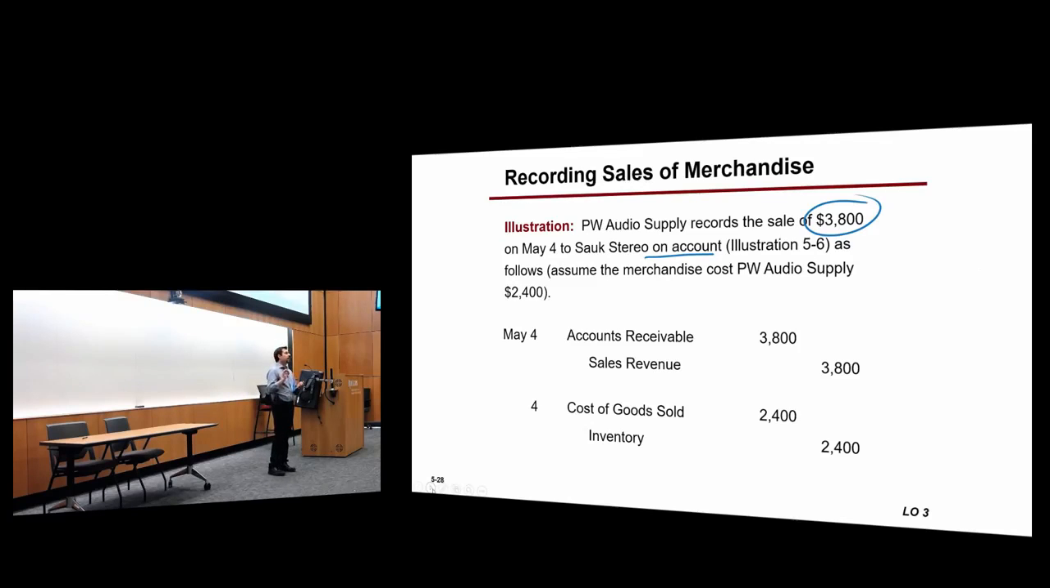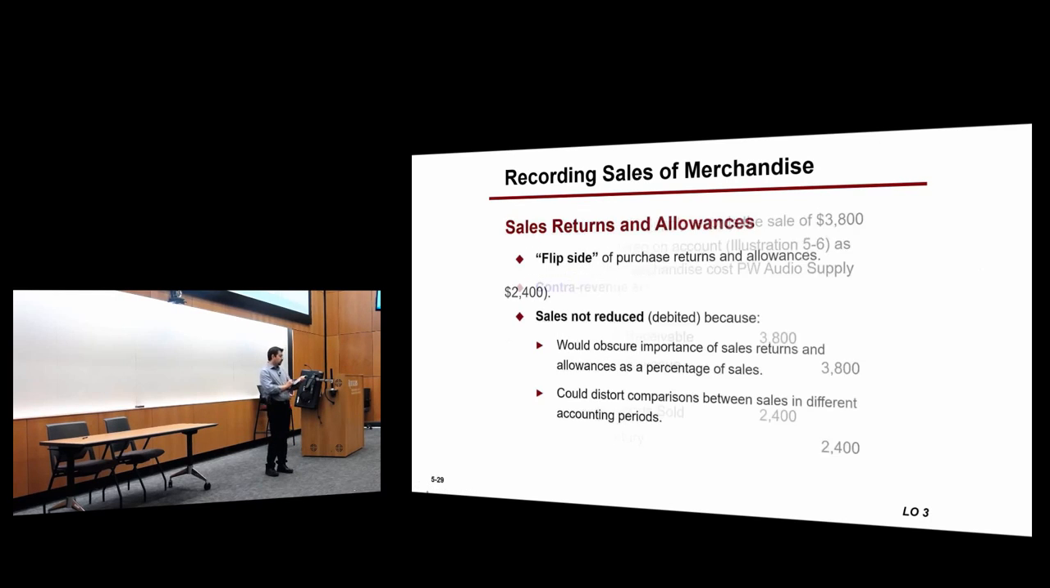So you always have the same two transactions to record. On the buyer's side, we had one of them only. We recognize the payments and return for our inventory. Here we have two. You recognize the sales revenue and the expense, which is the cost of goods sold.